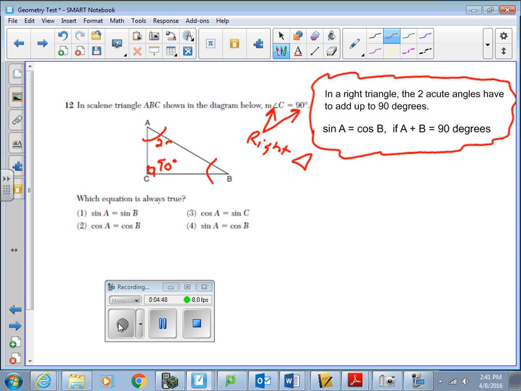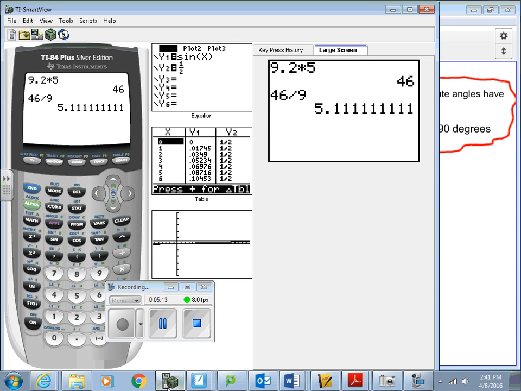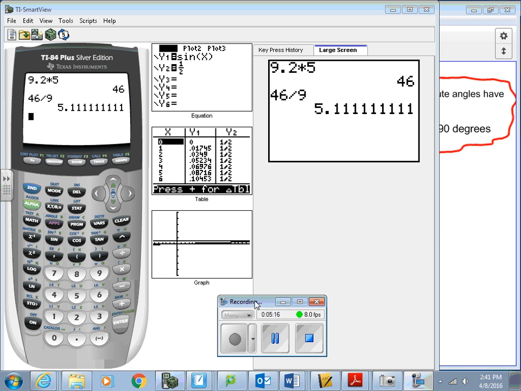A could be 25. Whatever B is has to add up to 90, so that would have to be 65. So, we don't know exactly what those angles are. We don't know what they are at all, but we do know they have to add up to 90. And you remember if you were here in class, we talked earlier in the year, and I'm going to go to the calculator for this. When two angles add up to 90 degrees, you have sine 30 is equal to cosine of 60.